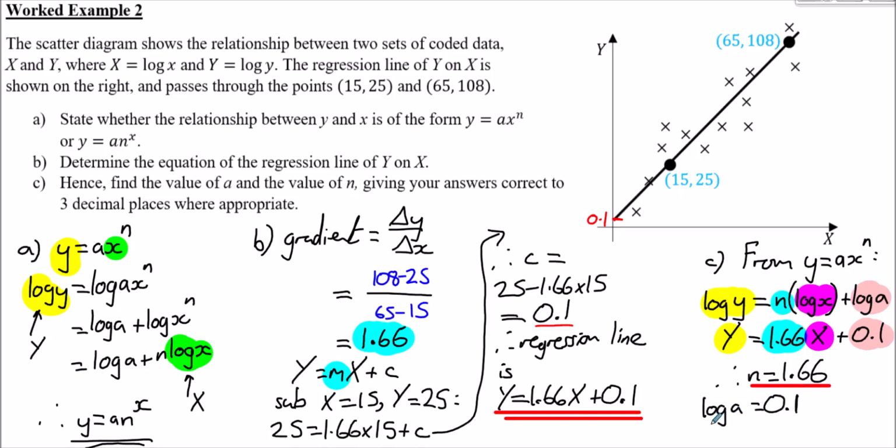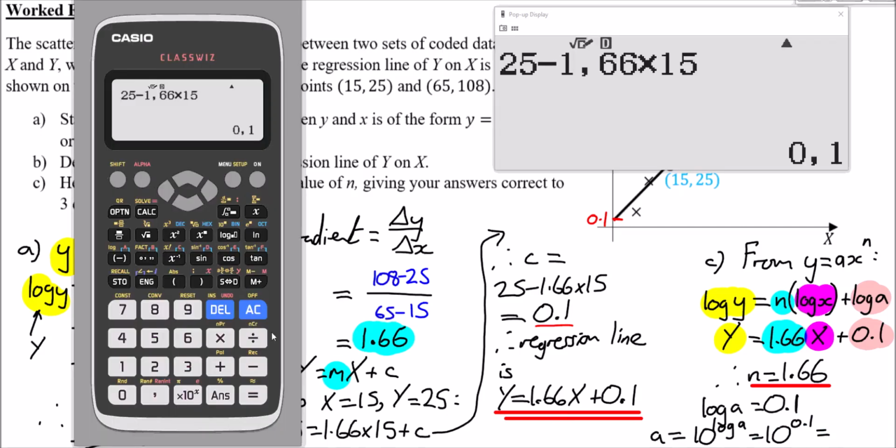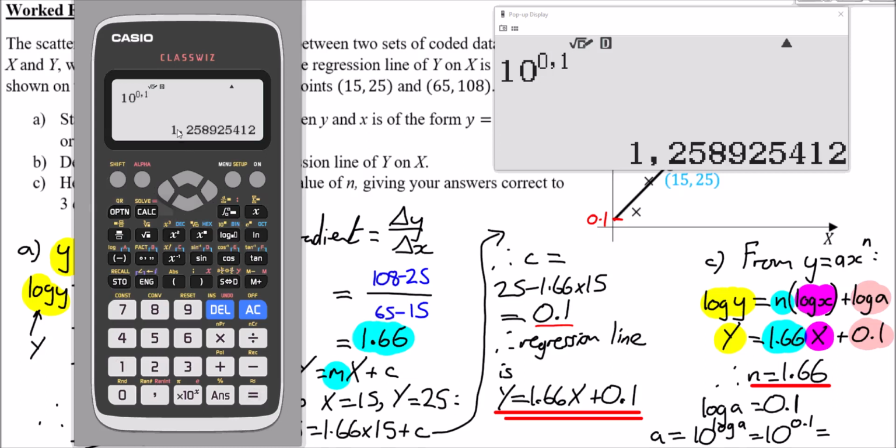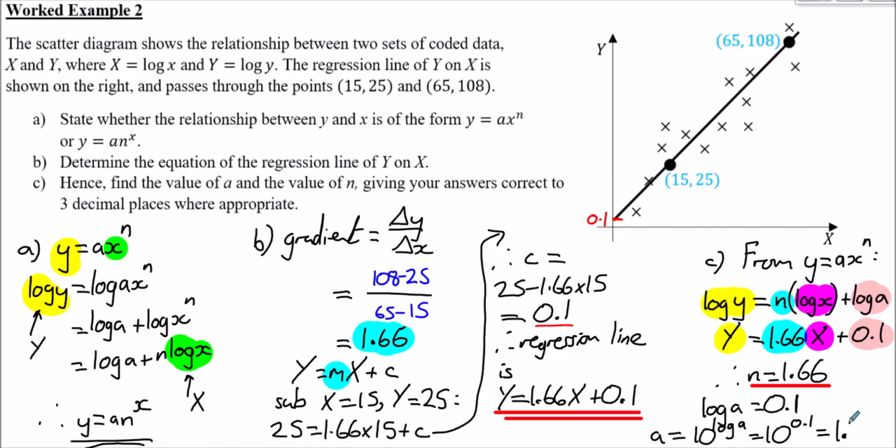So to undo the log of a, we can raise both sides to the power 10. So a will equal 10 to the power of log of a, which is 10 to the power of 0.1. Let's see what this gives us. So 10 raised to the power 0.1, that gives us to 3 decimal places, 1.259. And that's all we need to do.